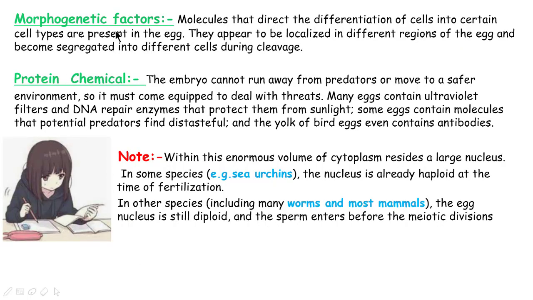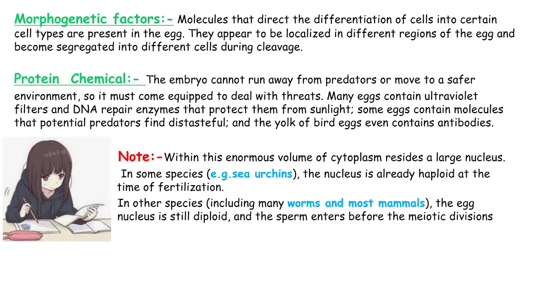What are the morphogenic factors? Molecules that direct the differentiation of cells into certain cell types are present in the egg. They appear to be localized in different regions of the egg and become segregated. What do you mean by segregated? Segregated means separated, individual separation into different cells during cleavage. Okay, before cleavage, all the cells look the same, but after the cleavage, the cells differentiate, and some of the cells become the liver or the heart or the skin or the outer covering of the body or the brain, and so on and so forth.